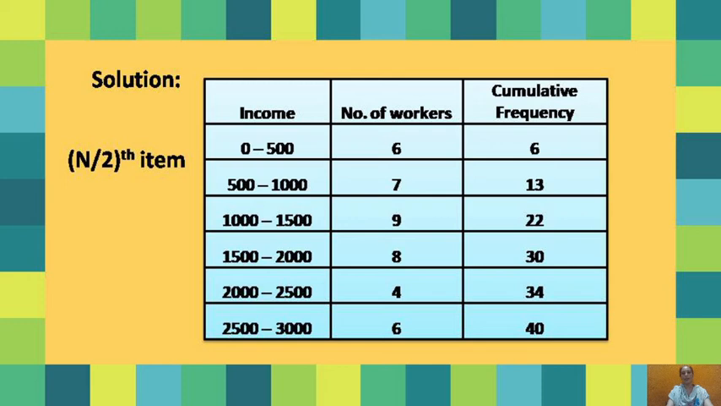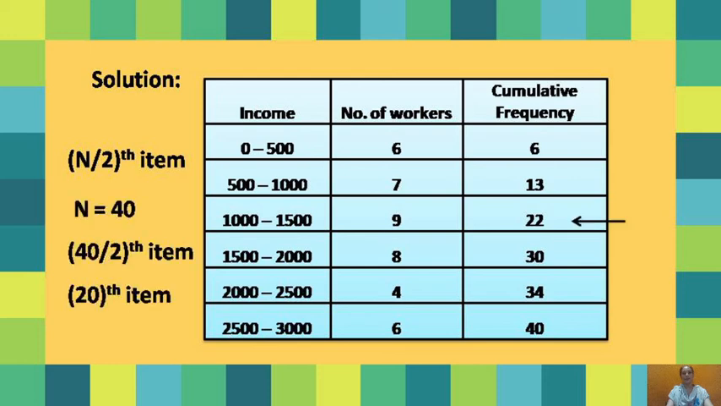Now you need to locate this 20 in the cumulative frequency column. You can see 20 is lying in the 22 in the cumulative frequency column. You can see the arrow here. This arrow is indicating that 20 is lying here because 20 is greater than 30 is false, so 20 cannot come under 30, but it is less than 22. So we can keep 20 under 22. Its respective class, that is 1000 to 1500, would be our median class.